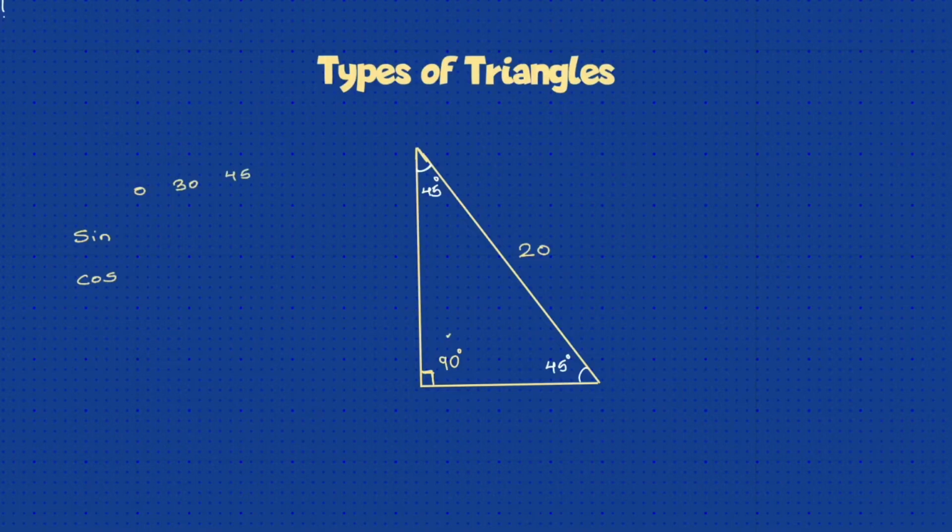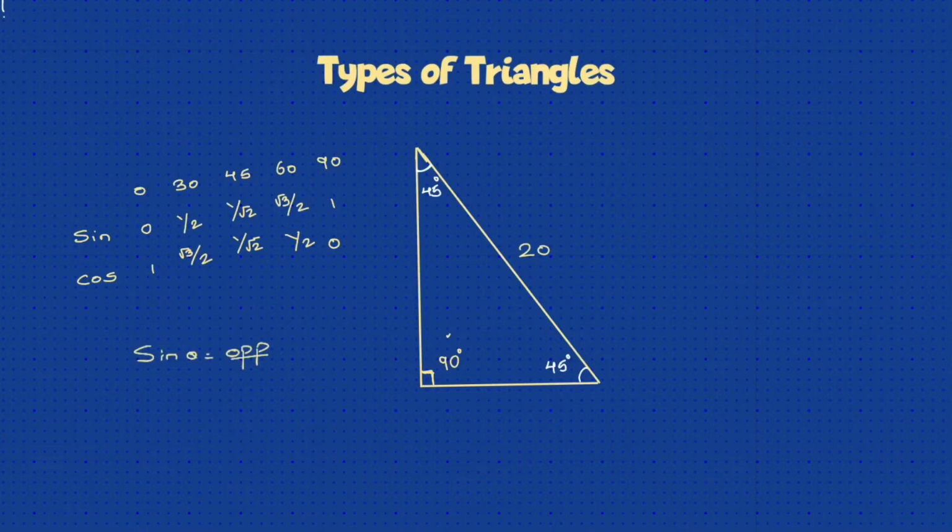Sine, cos: 0, 30, 45, 60 and then 90. Sin 0 is 0, so cos 90 is 0, diagonally. Cos 0 is 1, sin 90 is 1. Sin 30 is half, cos 60 is half. It always goes diagonally. Similarly, sin 60 is root 3 by 2, cos 30 is root 3 by 2. And for 45, both sin and cos are 1 by root 2. So a trick: just go diagonally to remember this table.